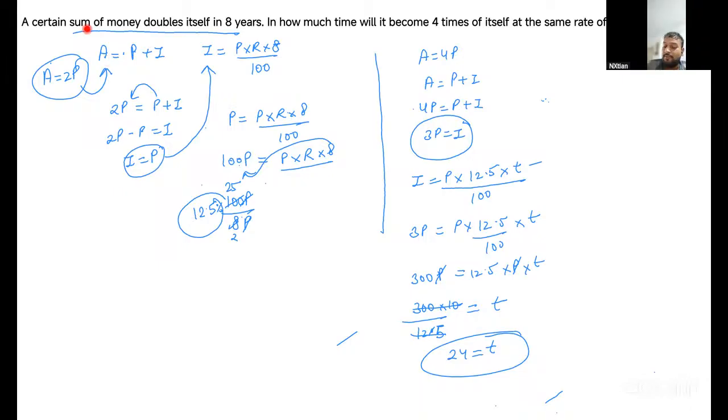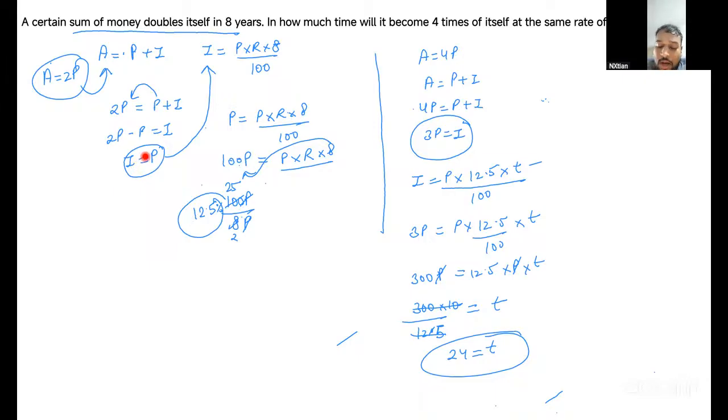Okay, so now it is given that a certain amount of money doubles itself in 8 years. We know that amount is equal to principal plus interest. The amount becomes double of the principal, so it becomes 2P. So what is the interest? Interest is equal to P. Did you understand, Ira? No. Jashwan, did you understand, beta?